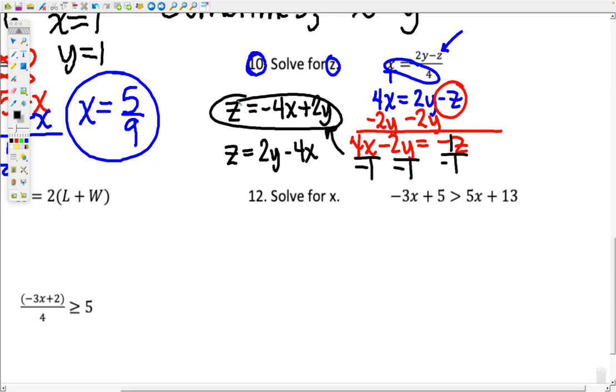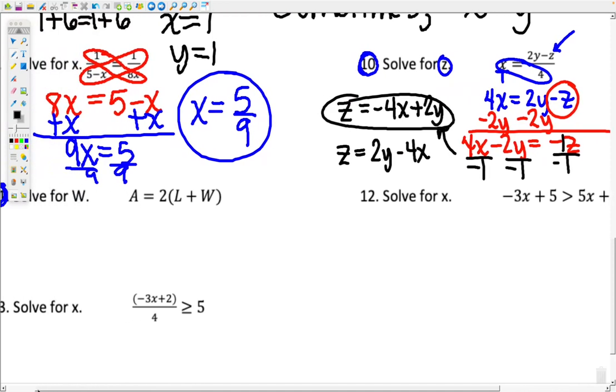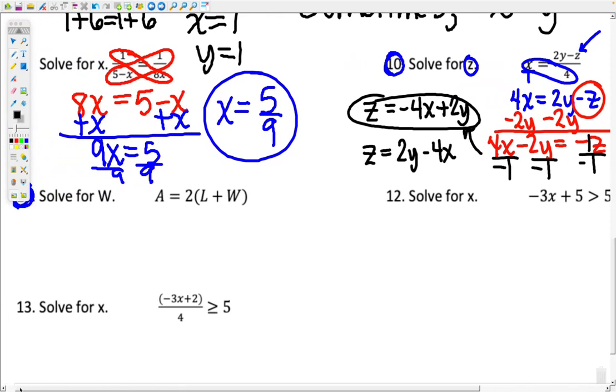All right, see what I mean when I say literal equation? Yes, ma'am. Look at the next literal equation. What do we solve for here?